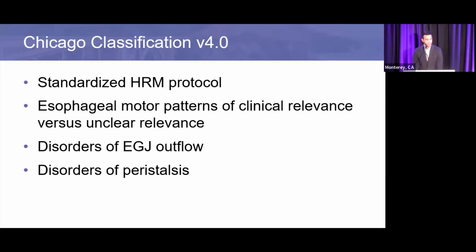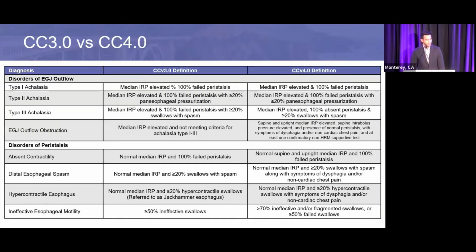And so with that, there seems to be some clarification, particularly with disorders of EGJ outflow, which has been problematic for some of the earlier iterations of the Chicago classification. And then there's also been some minor changes with the disorders of peristalsis as well, which we can talk about. So this is a busy slide, but this highlights the differences between the Chicago classification 3.0 and 4.0.